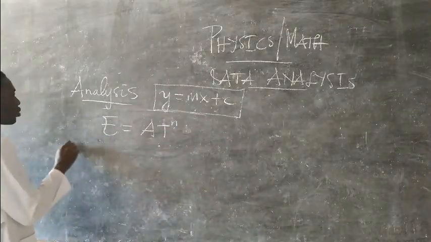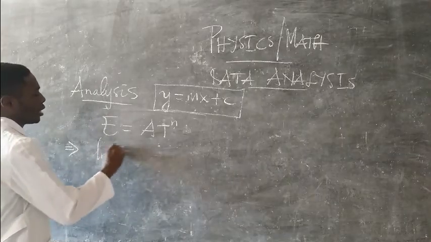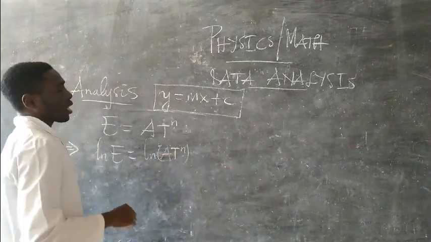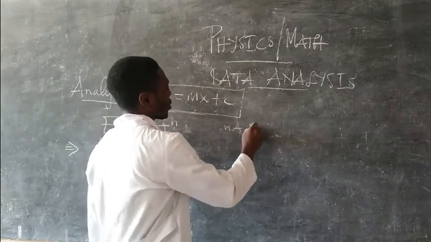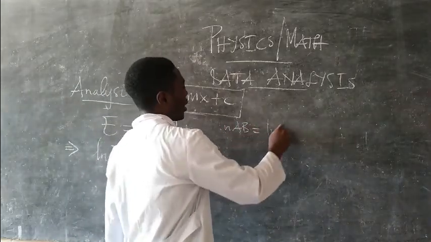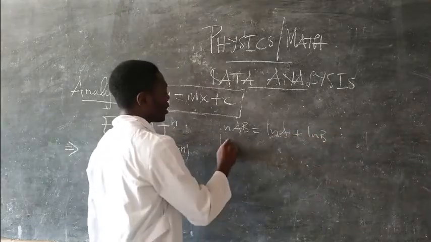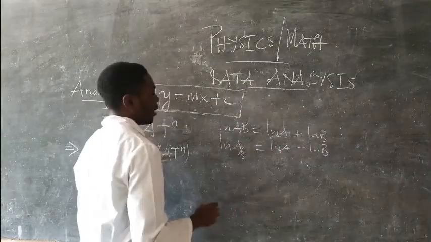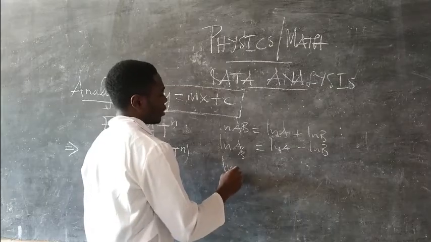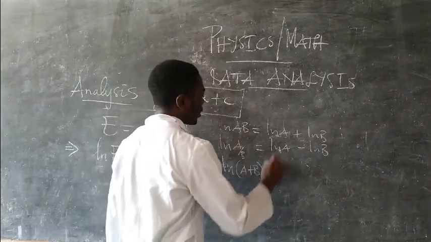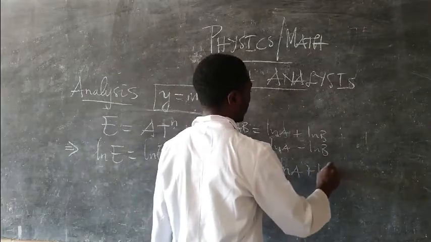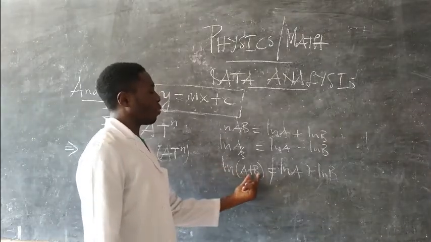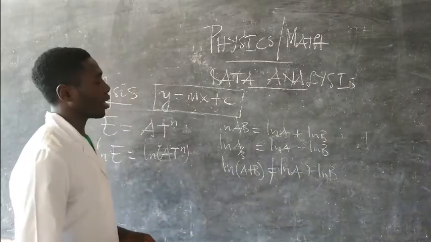So if I apply ln to both sides of this equation, I'm going to have that ln E will be given as ln of a times T to the power n. But given that ln ab is the same as ln a plus ln b, note that please, ln a over b is the same as ln a minus ln b, and ln(a + b) is not the same as ln a plus ln b. Please take notes, because these are some very big blunders that students make. When you have a plus here, you don't dare expand the bracket. If you expand the bracket, you fail it completely.